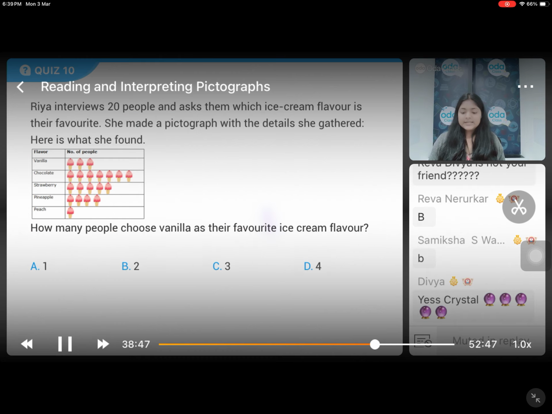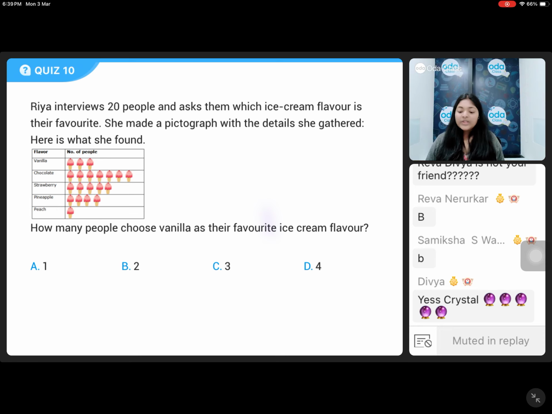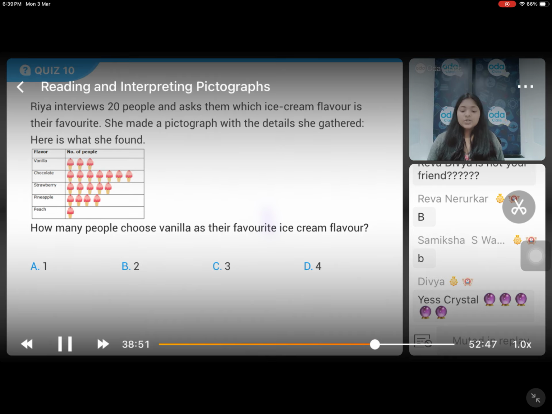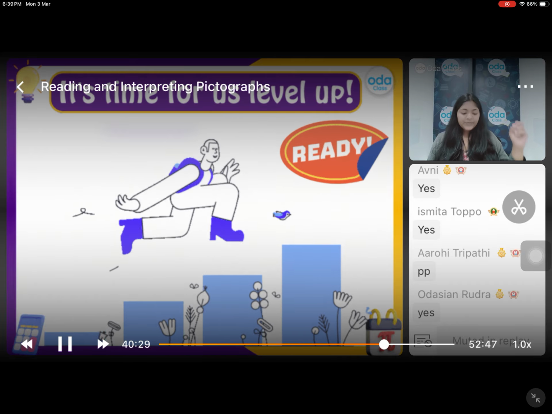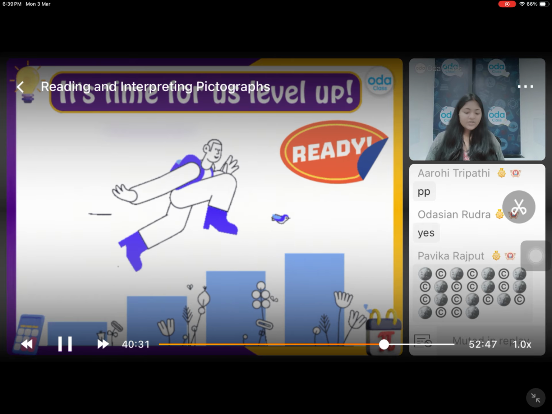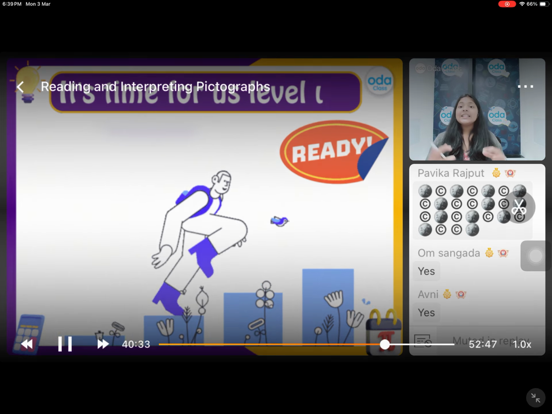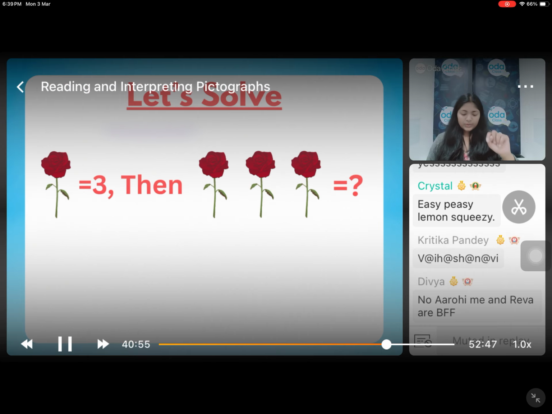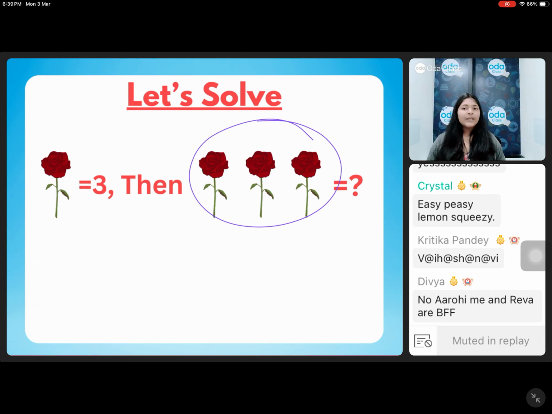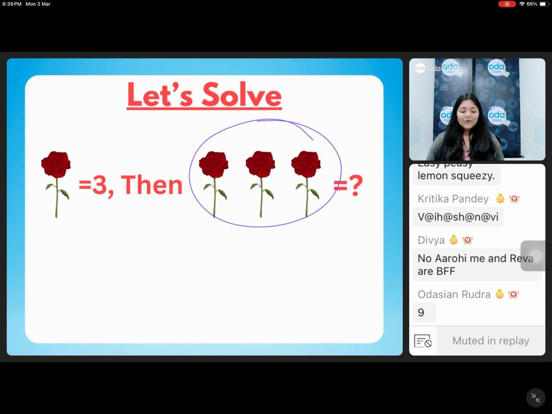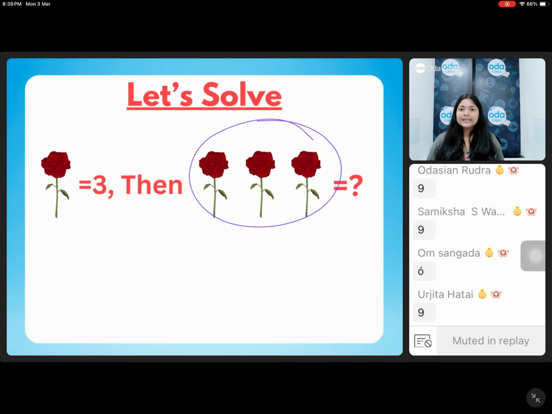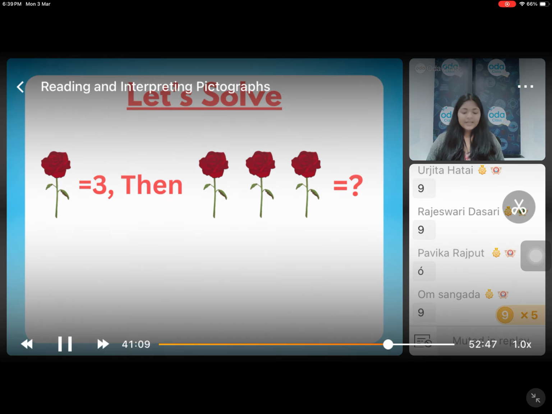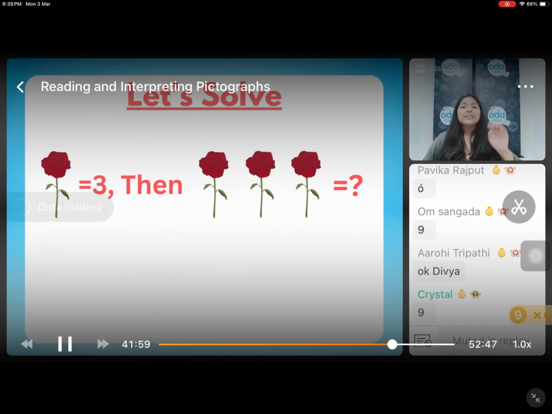Ria interviews 20 people and asks them which ice cream flavor they like. So, are you ready to level up, bacha party? Ready to level up? Yes. Now tell me, if one rose is representing 3, so 3 roses will represent how many, bacha? Tell me. I can see a few students are writing 6. Be careful, 6 is wrong. Very good. If one rose is representing 3, how many do we have?